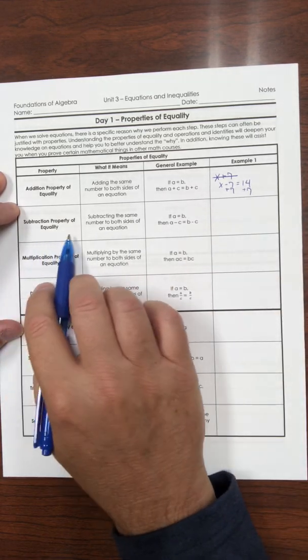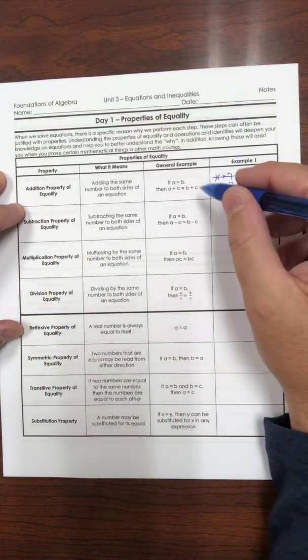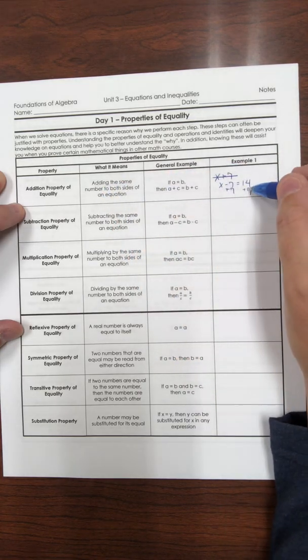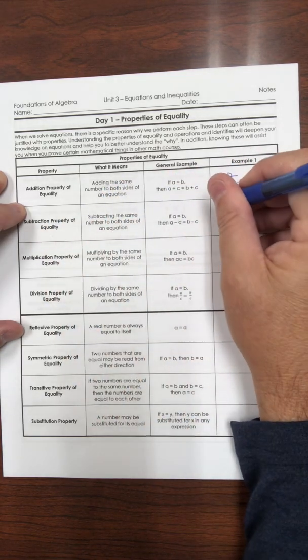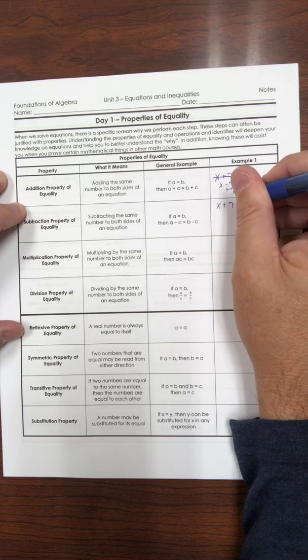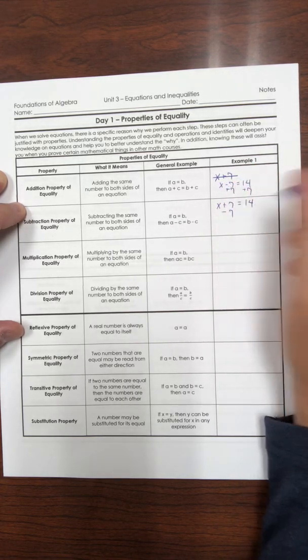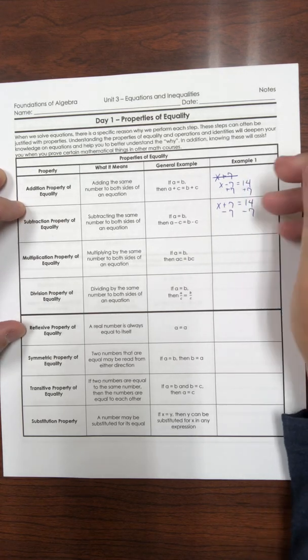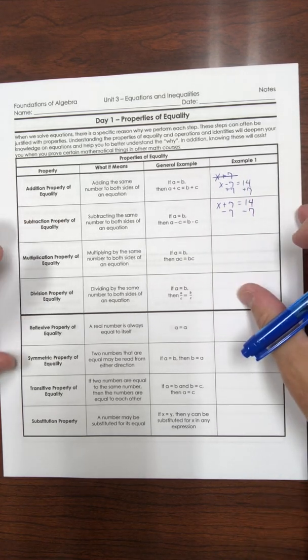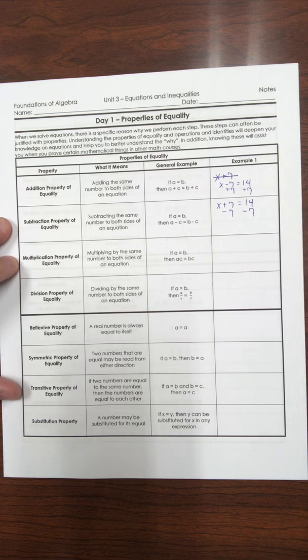So next, subtraction property of equality. Well, if I added something to one side, I've got to add to the other. Same thing with subtraction. If I'm going to solve this equation and I subtract 7 from one side, I have to subtract from the other side, and that's still equal. Multiplication property of equality.